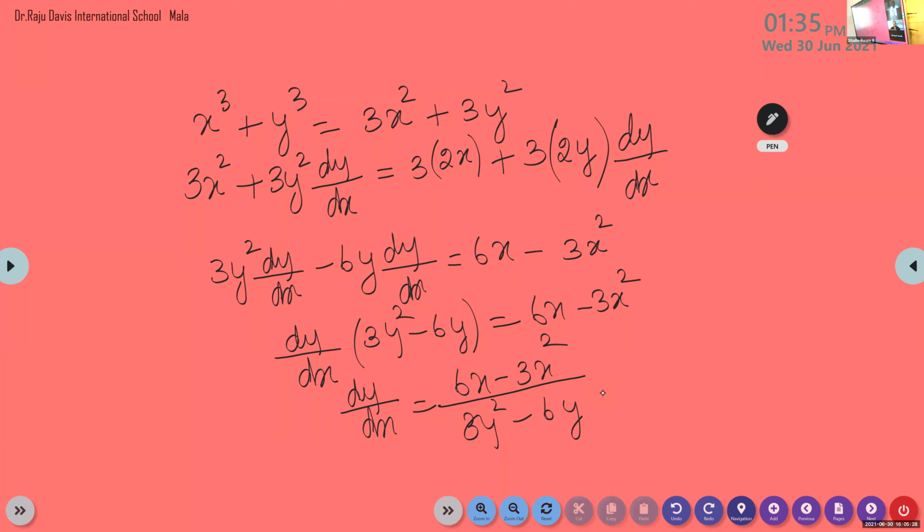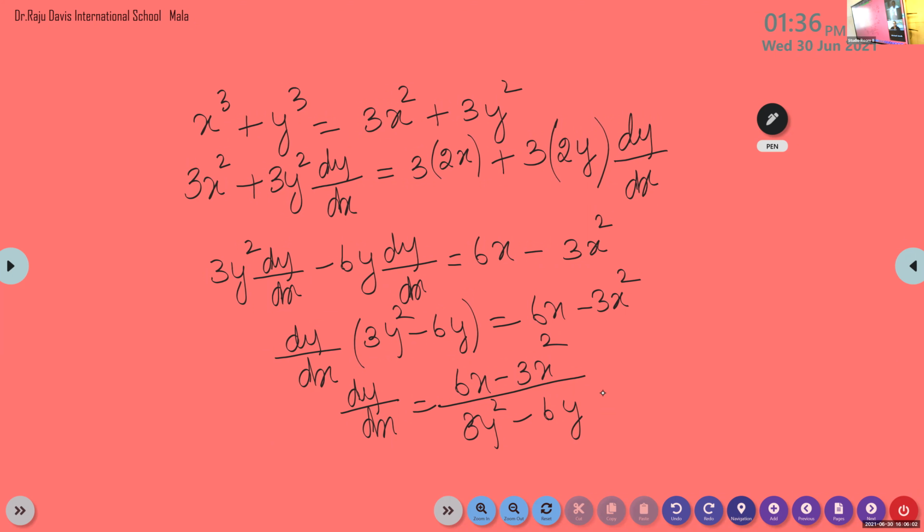Write the next one. Finished? Is it okay? Okay, whenever we differentiate x terms, the derivative of x is 1. But whenever we differentiate a y term, we should write dy by dx along with that. And our aim is finally to find dy by dx. So we are taking all the terms with dy by dx to one side and terms without dy by dx to the other side. And from here we are writing what is dy by dx.